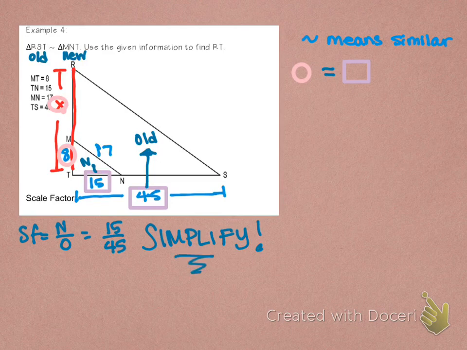And then I want you to set up your proportion and then cross multiply and divide and tell me what X equals. When you have finished, make sure that you write down any questions that you may have so that you can ask in class tomorrow.